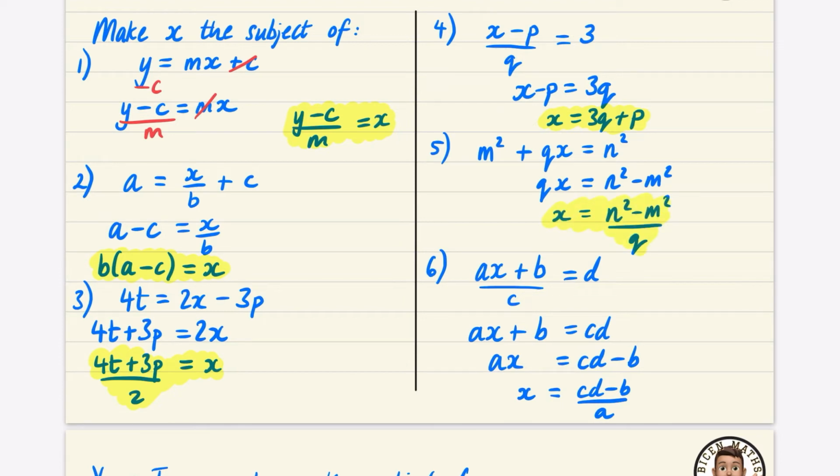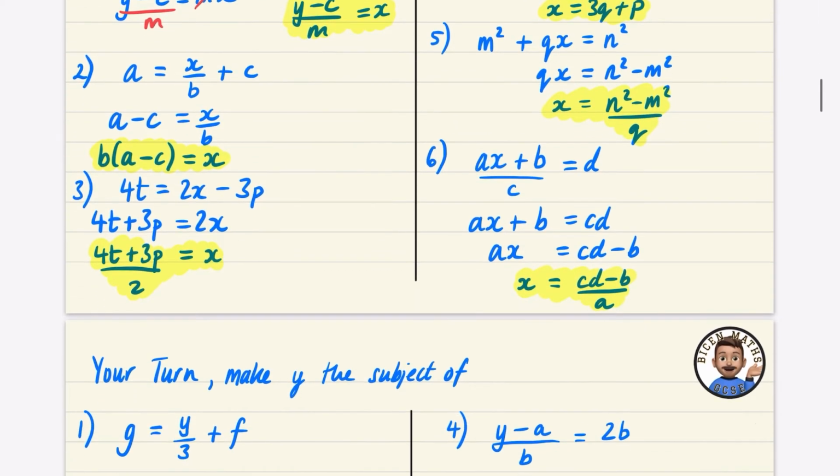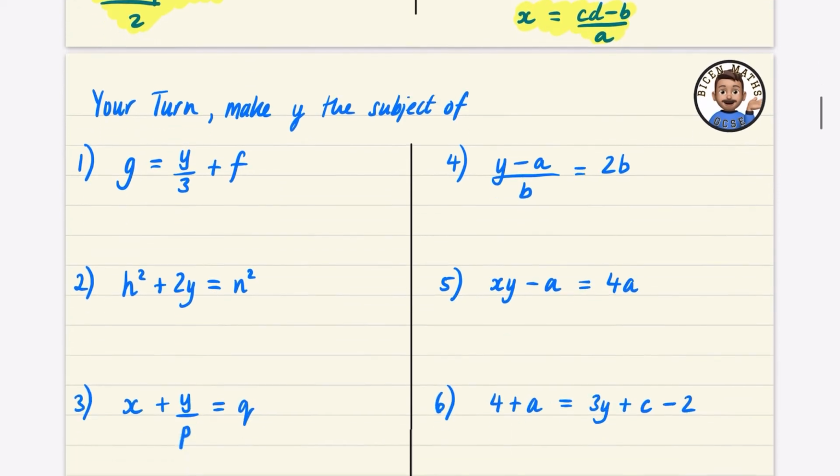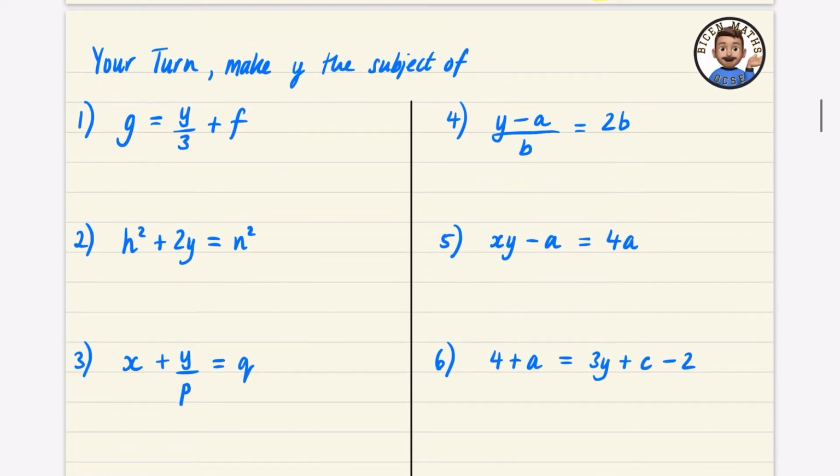So you can see in all of these questions we've got x equals at the end, whereas at the beginning it was kind of wrapped up in lots of other variables. So in your turn, I don't want you to make x the subject, I want you to make y the subject of these equations. So pause the video and have a go.